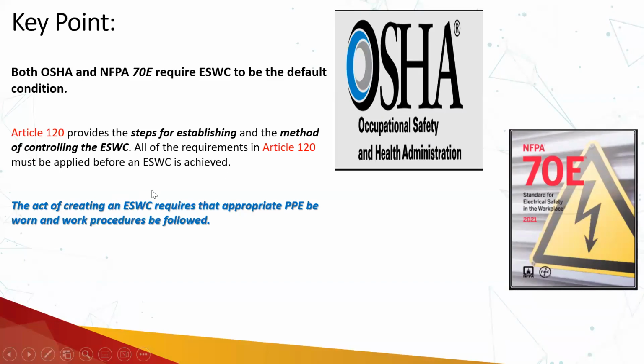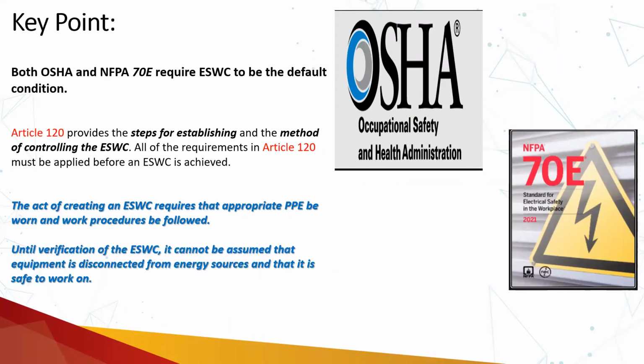The act of creating an electrically safe work condition requires that appropriate PPE be worn and work procedures be followed. So the act of creating an electrically safe work condition is itself a justified and authorized work. When we are trying to create an electrically safe work condition, we have to wear the appropriate personal protective equipment and follow all the work procedures. Once an electrically safe work condition is created, there is no hazard, and all employees, whether they are qualified or unqualified, can interact with that equipment.